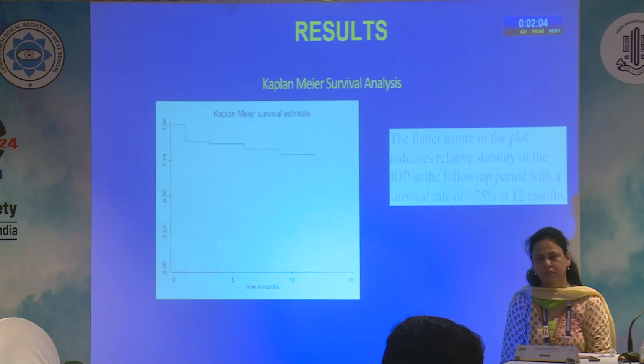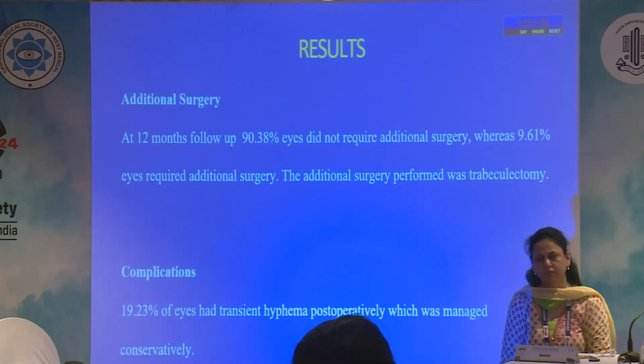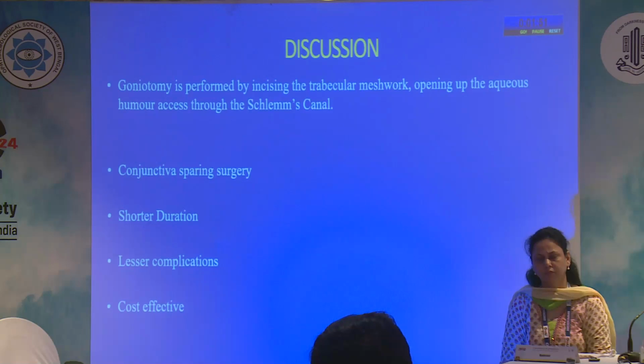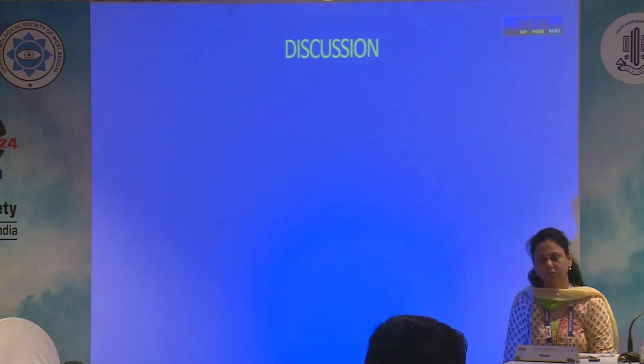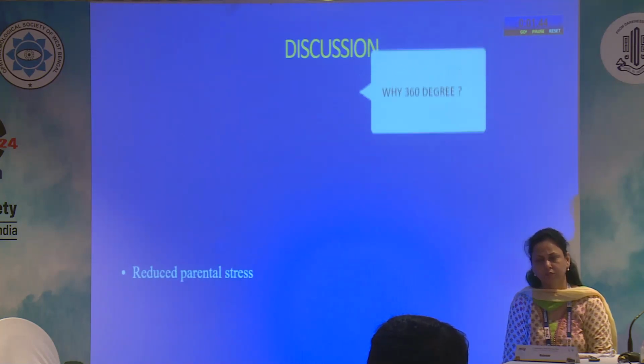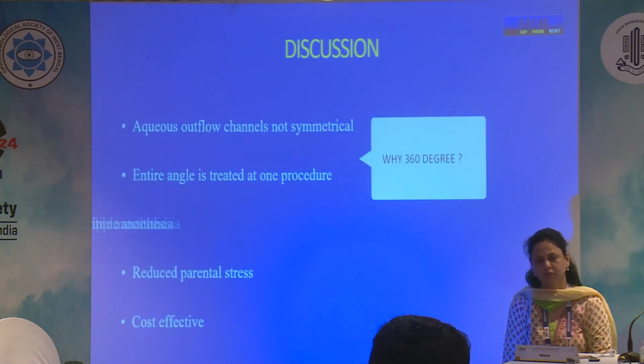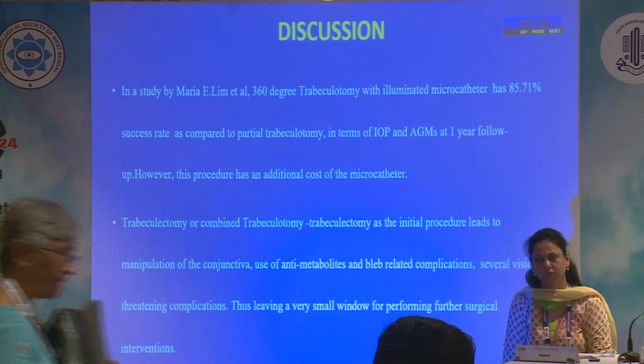We plotted the Kaplan-Meier survival analysis, and we see that the plot becomes flattened after a period of time, and additional surgery was required in only 9.61% of patients, and complications were seen in only 19.23% of the eyes. Now, why goniotomy? Because it is conjunctival sparing, shorter duration, lesser complication. Why 360 degree goniotomy? Because there is reduced parental stress, and the aqueous outflow channel is not symmetrical. So if we treat the entire angle in one go, it is better, and the need for multiple anesthesia is reduced. Also, it is cost effective in a country like ours.